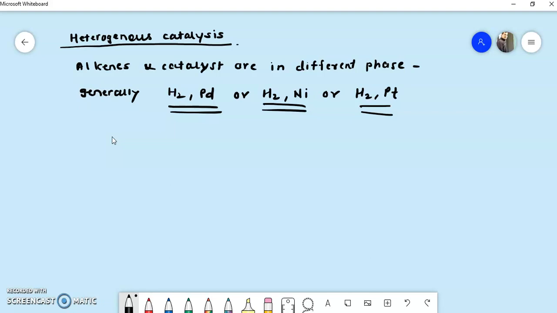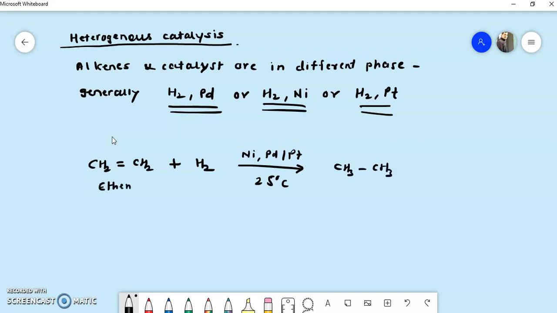So I will take one example. Suppose I have taken this starting material, ethene, or you may call it ethylene, plus H2. Now here either nickel or palladium or platinum catalyst is used, and the reaction is carried out at room temperature, that is 25 degrees centigrade, and there is a formation of CH3-CH3. You know this is ethene, and this is the alkane. The name of this alkane is ethane.